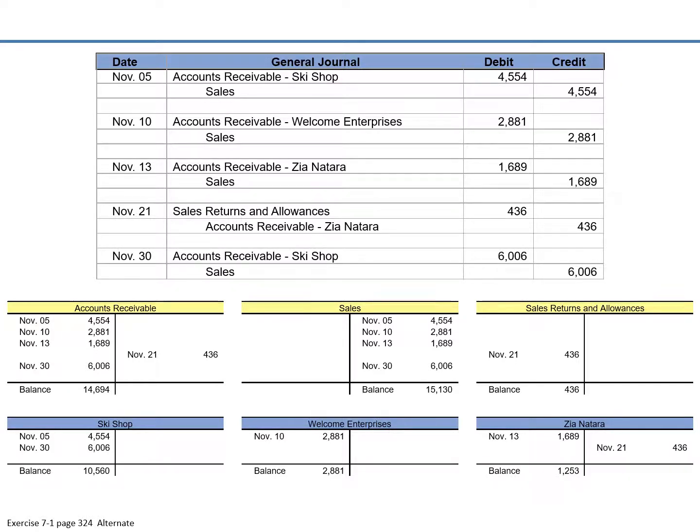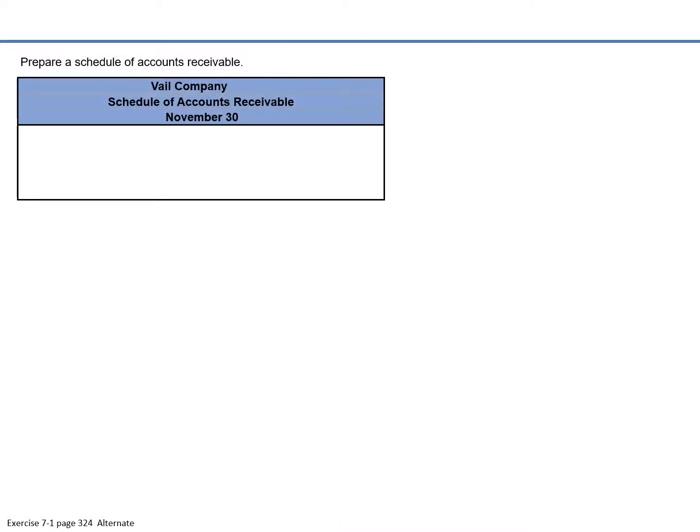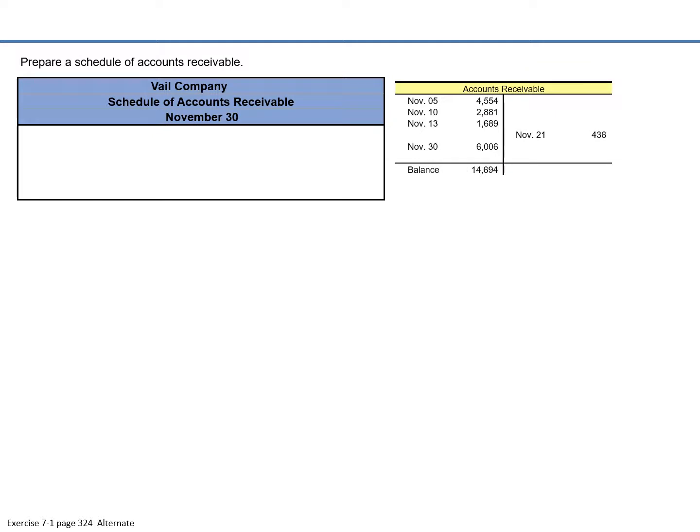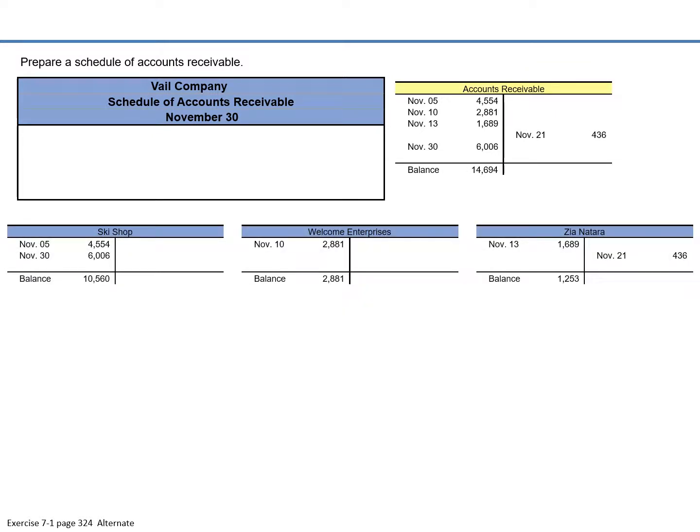How'd you do? So if we prepare a schedule of our accounts receivable balances by customer, you just list the customer name and the balances, right? And the total should match your accounts receivable general ledger account balance of $14,694.